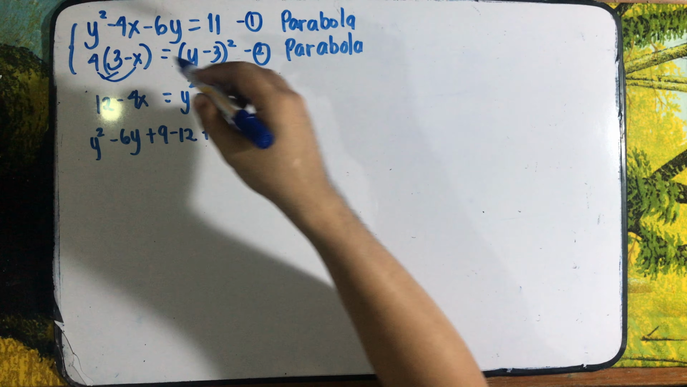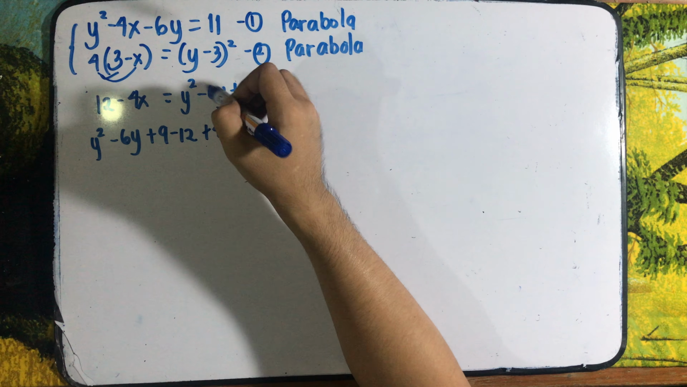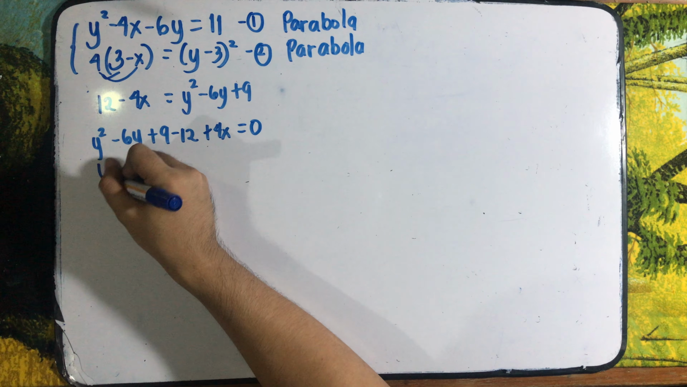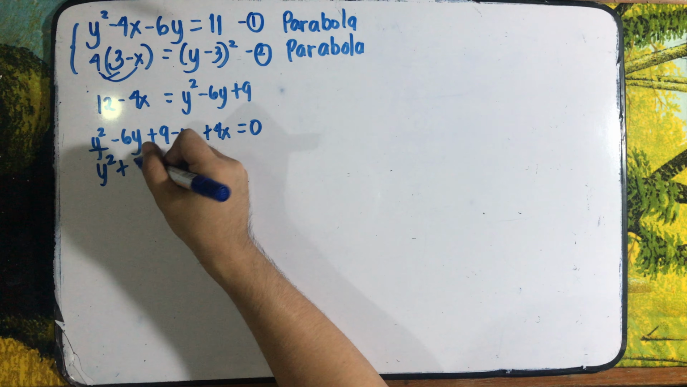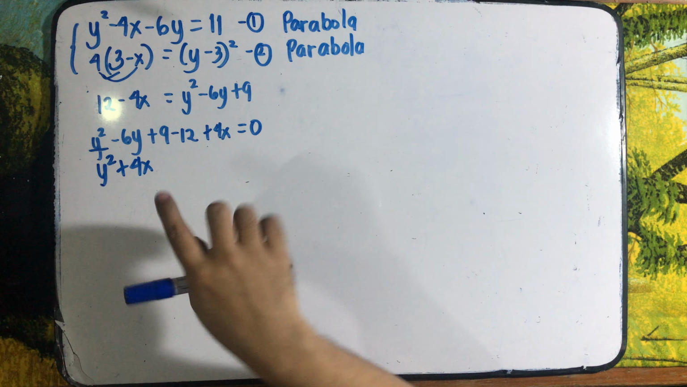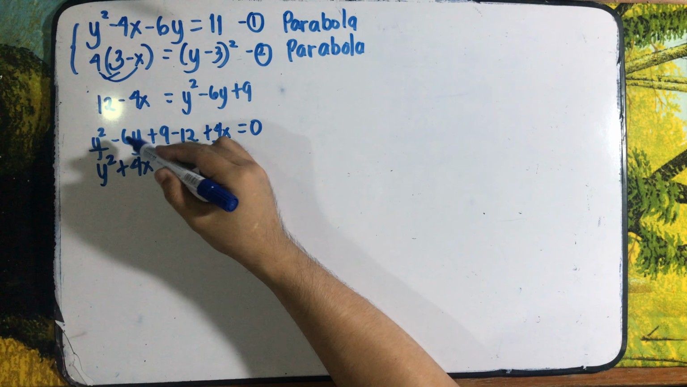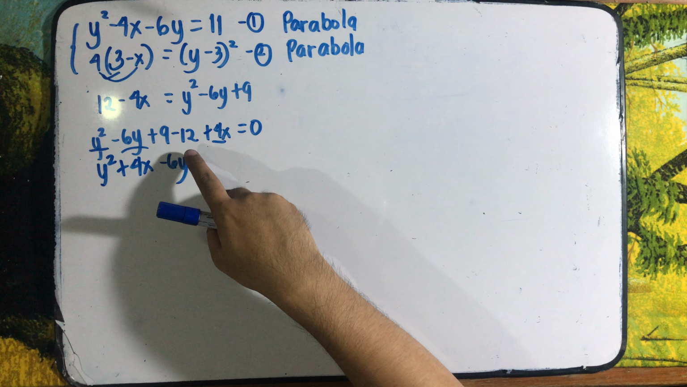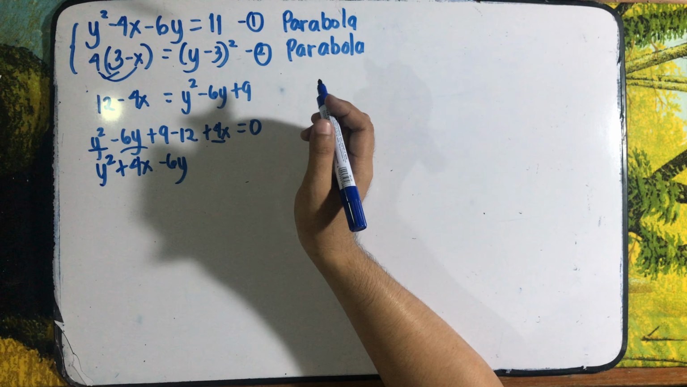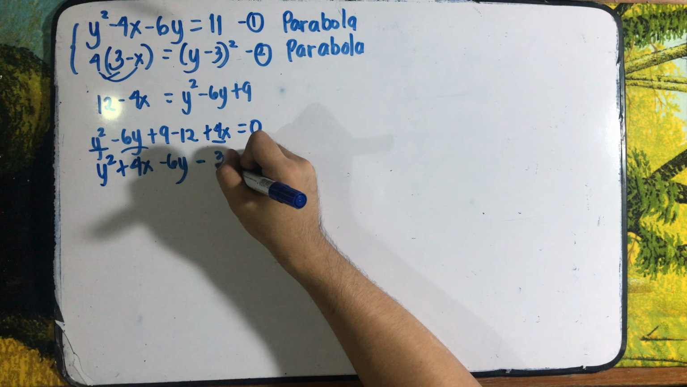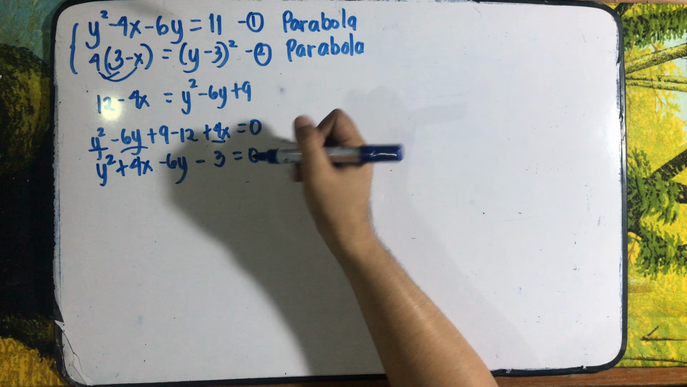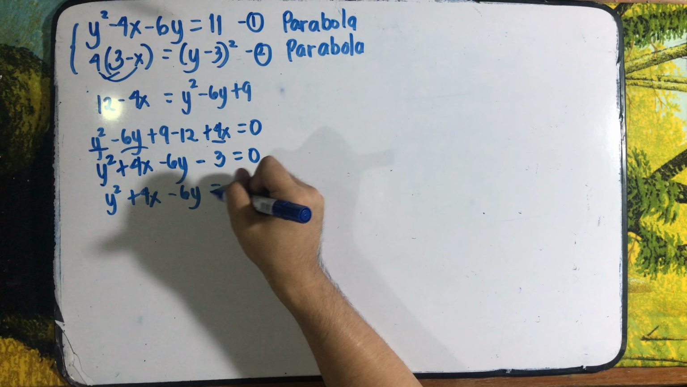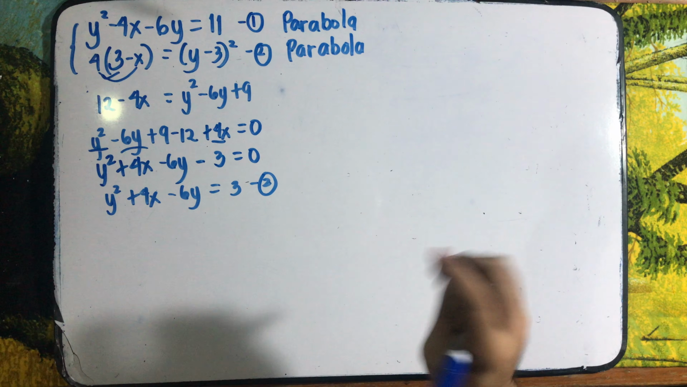Okay, so we just transferred all the terms to the right side. Therefore we'll be having y squared plus 4x minus 6y, and then we have 9 minus 12. So 9 minus 12 becomes negative 3, is equal to 0. And we'll now be having the equation y squared plus 4x minus 6y is equal to 3. And this is now the second equation.